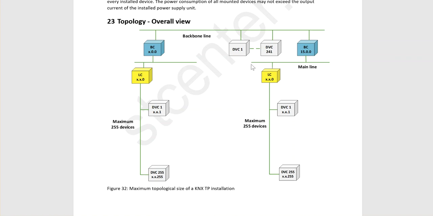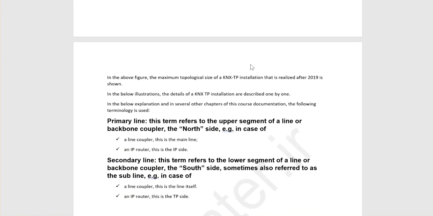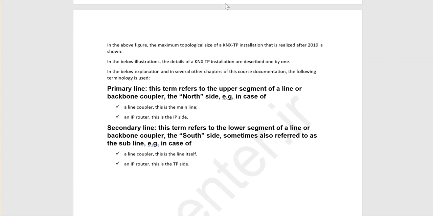But remember that for the previous devices, I mean before 2019, you cannot extend the line in a main line and backbone line. It means you cannot use the line repeater in the main line and backbone line. So before, each line could have 255 devices, but the main line and backbone line could only consist of 64 devices. Nowadays all of them can have 256 devices. Okay, great.